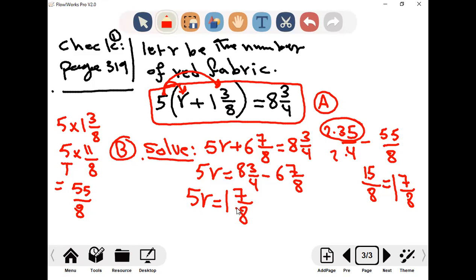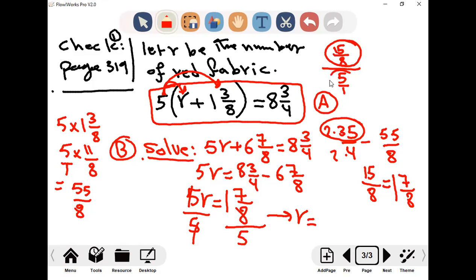Now I want R, so I will divide both sides by 5. So R will be the next division. 1 and 7 over 8 is 15 over 8. Check. 15 over 8, all over 5. The 5 is over what? Up divided by down. Up the same. The division becomes multiply and down we flip. It will be 1 over 5. You can cross the 5 and the 15. This will be 1. This will be 3 multiply 1, 3 over 8. So here R is 3 over 8.